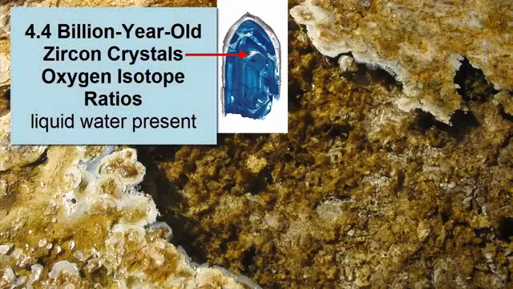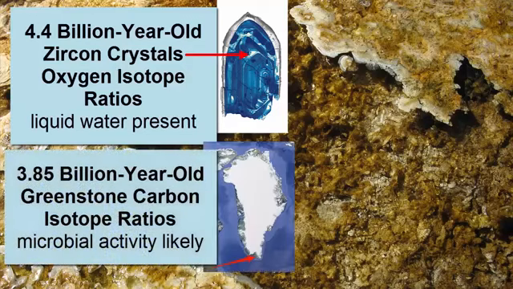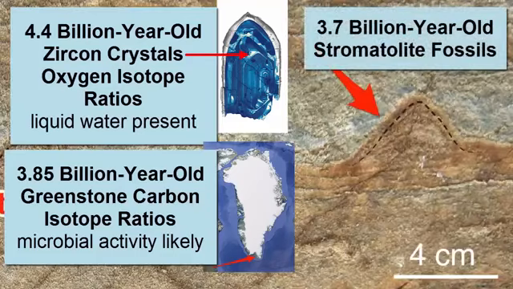Oxygen isotope ratios in 4.4 billion-year-old zircon minerals indicate temperatures on the surface would have been cool enough for liquid water to be stable. Since life requires water, 4.4 billion years represents a possible oldest date for life on Earth. A 3.85 billion-year-old rock from Greenland was found to have carbon isotope ratios suggestive of microbial activity. However, the first fossil evidence we have are stromatolite mounds found in 3.7 billion-year-old rocks from Greenland.